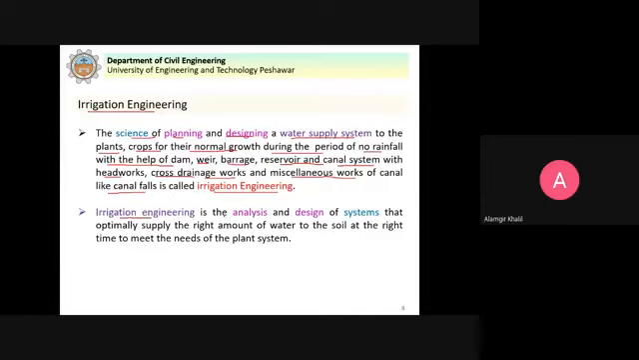Irrigation engineering is the analysis and design of systems that optimally supply the right amount of water to the soil at the right time to meet the needs of the plant system. So irrigation engineering is the analysis and design of the system that optimally supplies the right amount of water to the soil at the right time to meet the needs of the plant system.